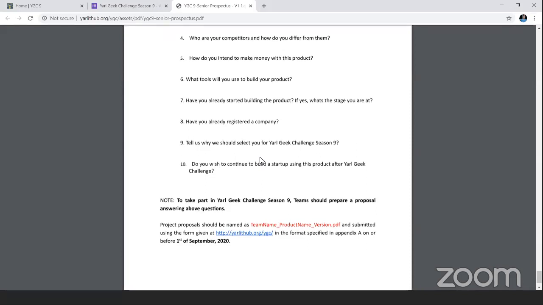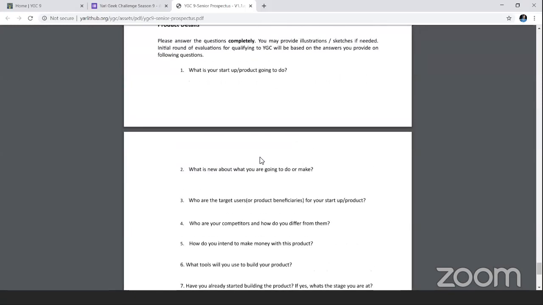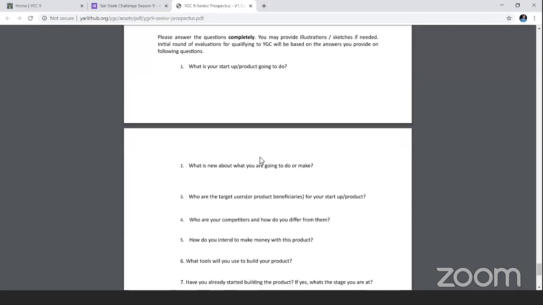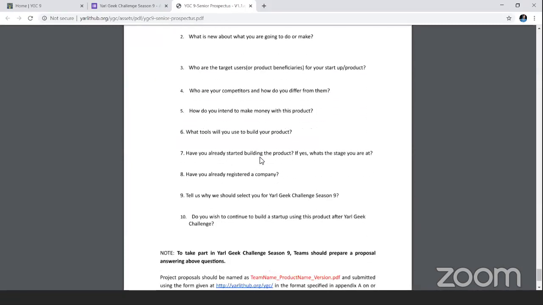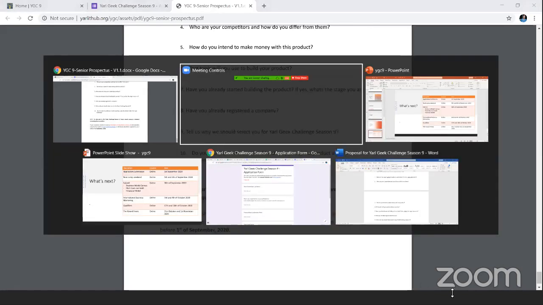So please make sure to answer all these 10 questions and then submit your application. In the application form, you will have a PDF upload facility. So answer this question and upload it. The deadline is on the 1st of September. So you need to form the team and fill this form and upload it on or before 1st of September. That is the first milestone that you will be having.